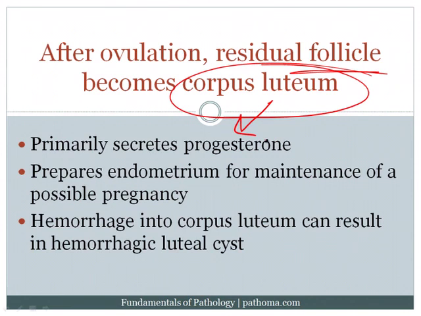It is possible when you have a corpus luteum to get bleeding into the corpus luteum, and that would be called a hemorrhagic luteal cyst. And that's one way by which you can have a quote-unquote mass within the ovary, but it would actually not really be a mass, but just a problem of bleeding into a corpus luteum.